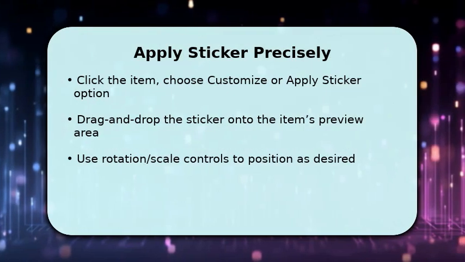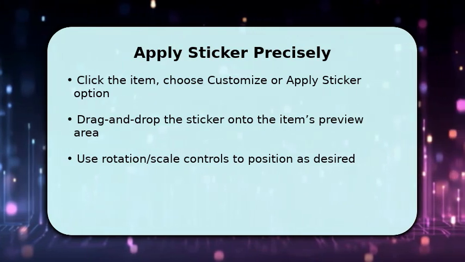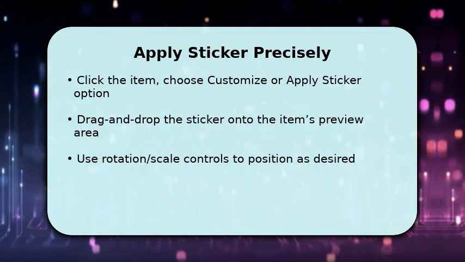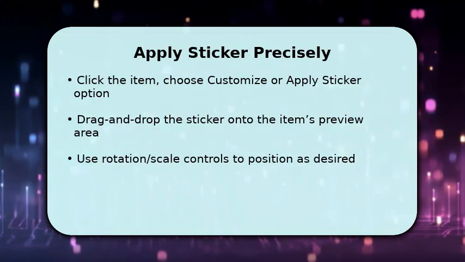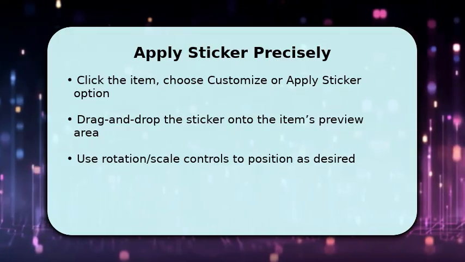You click the item and select Customize or Apply Sticker. This opens the preview canvas where changes are live. Then drag and drop the sticker onto the surface you want. Pay attention to seams and edges because placement affects visibility in-game.